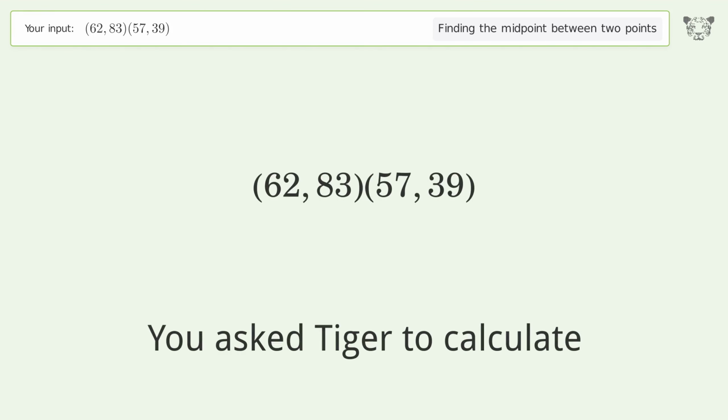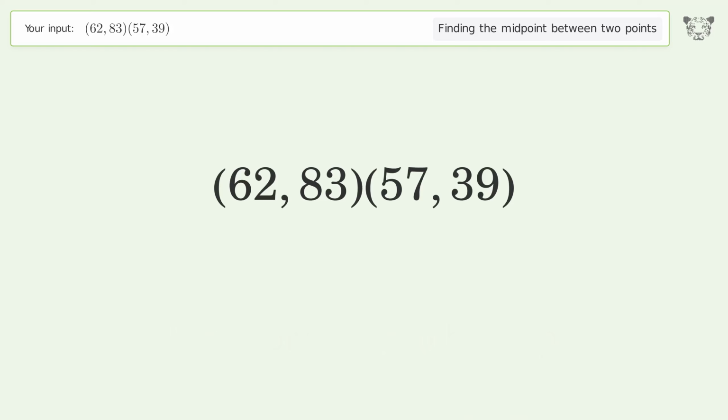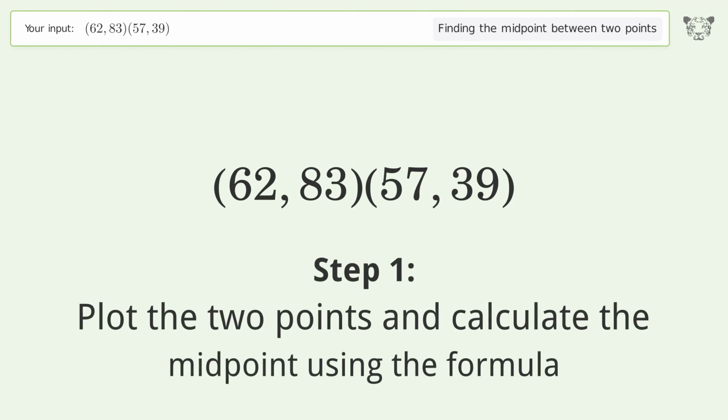You ask Tiger to calculate. This deals with finding the midpoint between 2 points. The midpoint between the 2 points is 59.561. Let's solve it step by step. Plot the 2 points and calculate the midpoint using the formula.